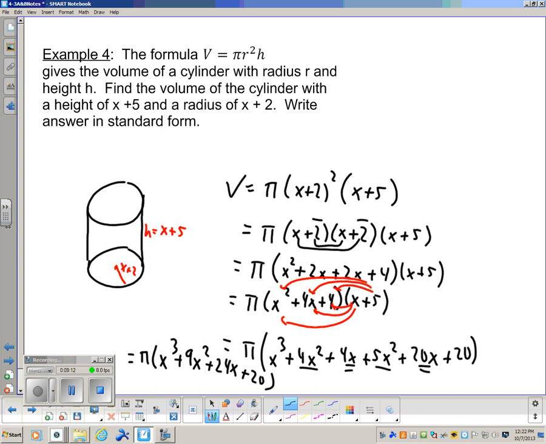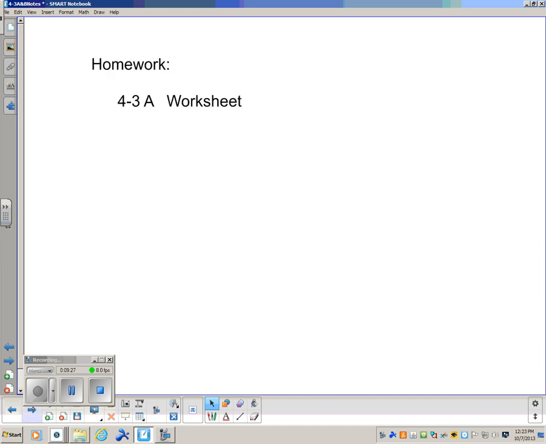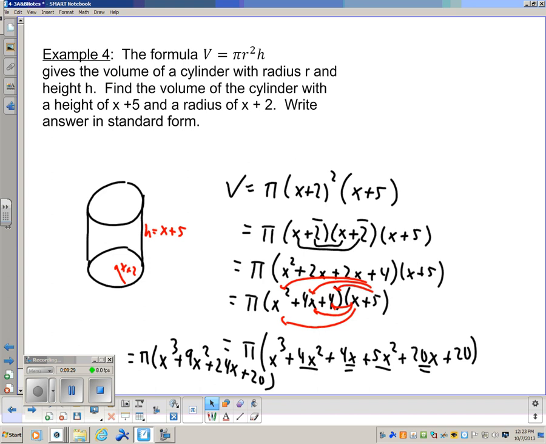So there we have it. Pi times parentheses x to the third plus 9x squared plus 24x plus 20. We could distribute the pi through or just leave the pi out in front, and I generally just leave the pi out in front. So there it is. That is just using FOIL.